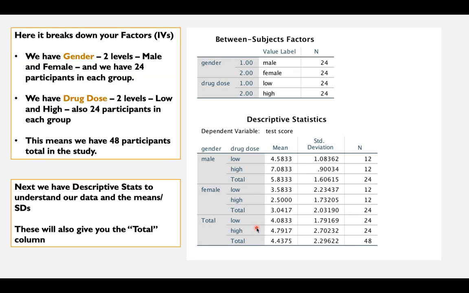Here's some information that I apparently built into the little PowerPoint structure. So I'll leave it up for a second, so maybe you guys can take a look at it. But it's basically just what I've said. We've got two variables, each with two levels, for a total of 48 participants. And then we have some descriptive stats with our group means and the standard deviations.